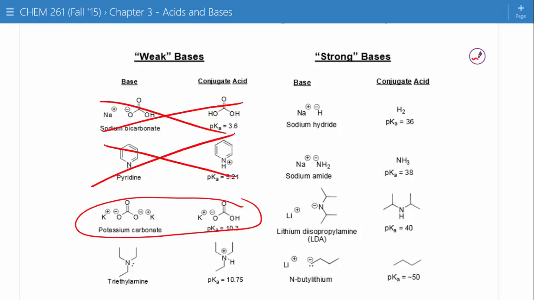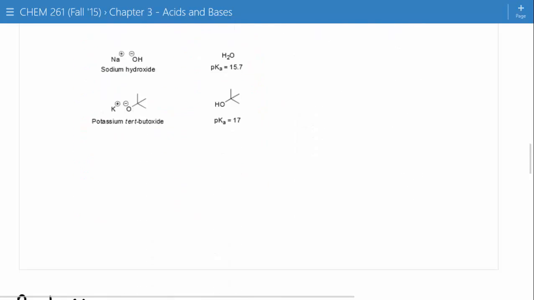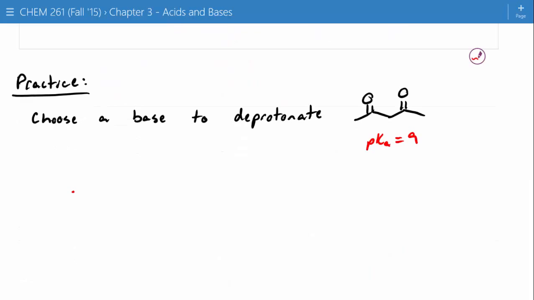Yeah, so the base we choose, the conjugate acid for it has to be less acidic than our original acid? Yes, exactly. So let's even put that down. The conjugate acid for the base must be greater than 9.